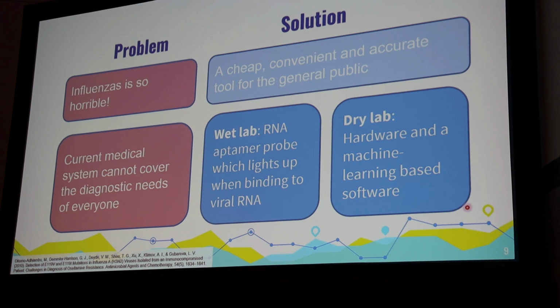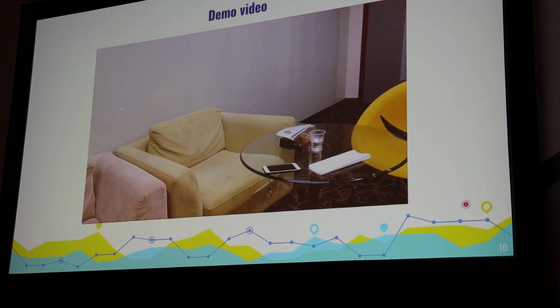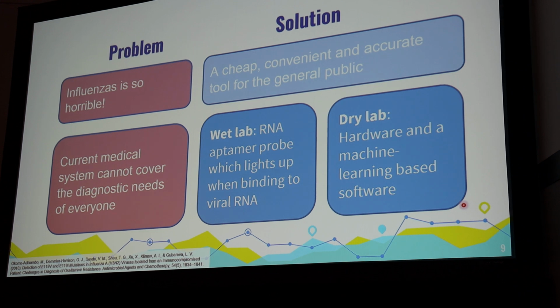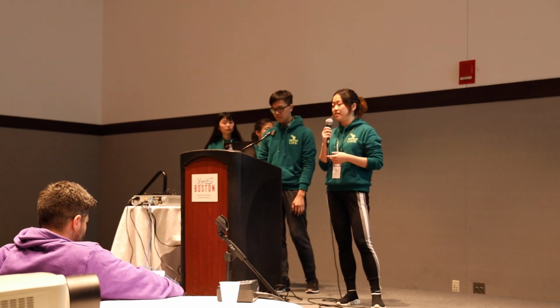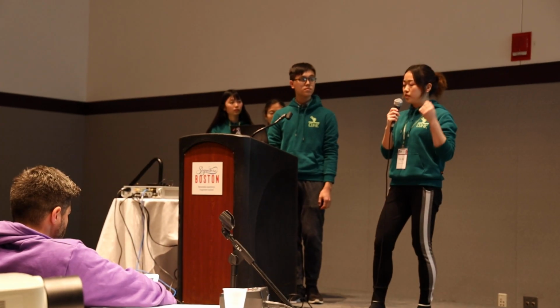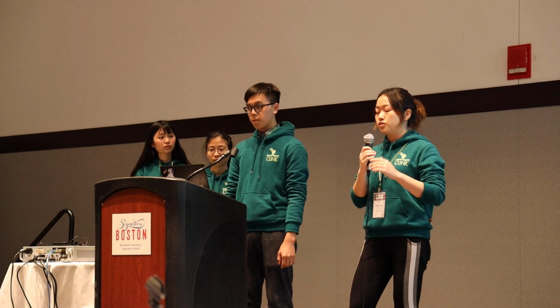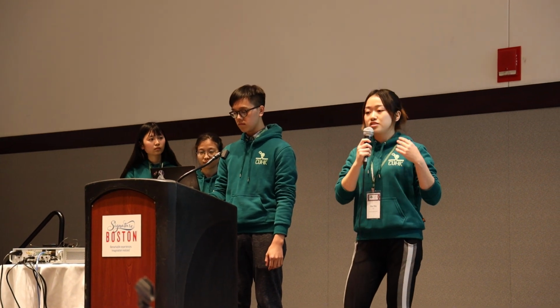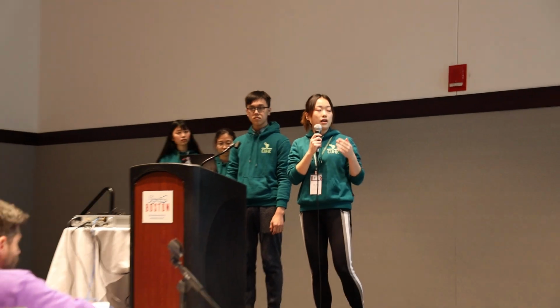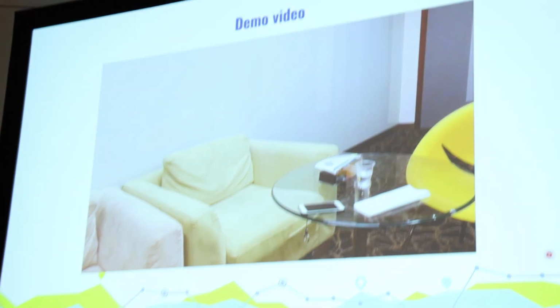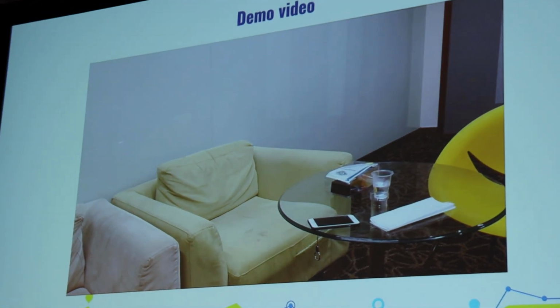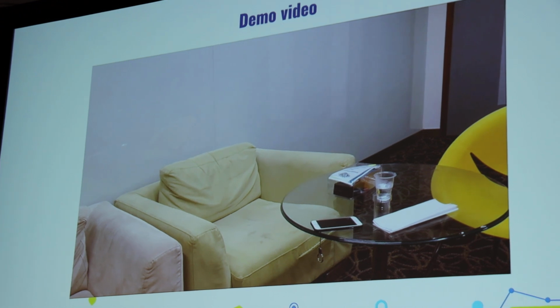So our solution is to create a cheap, convenient, and rapid tool to help the general public to do self-detection of influenza. For wet lab, we developed an RNA optimal probe which lights up when binding to the viral RNA, and for dry lab, we try to develop a hardware and a software to analyze the signal so that the general public can detect the influenza by themselves. And here is a video showing how the users can use our toolkit to do self-detection of influenza.